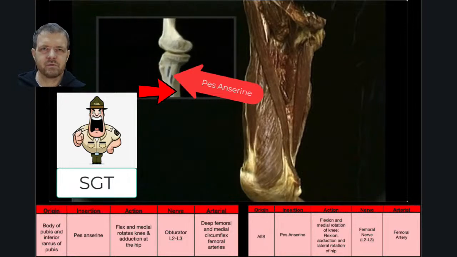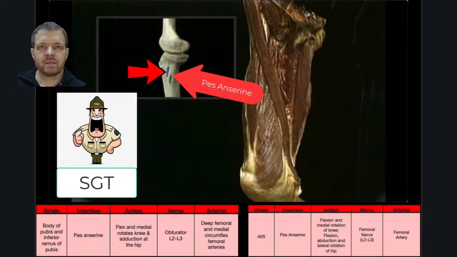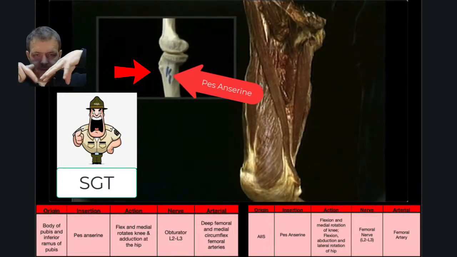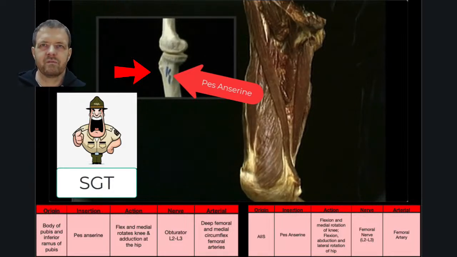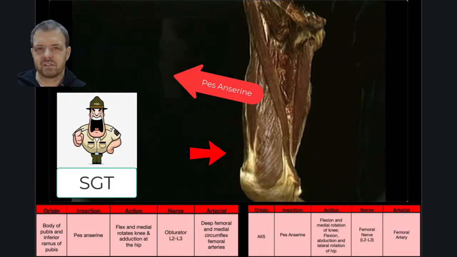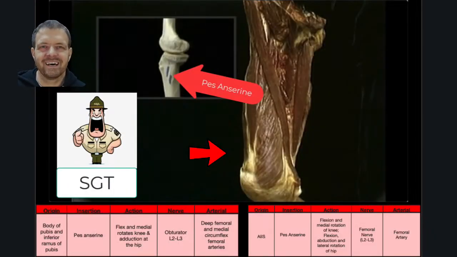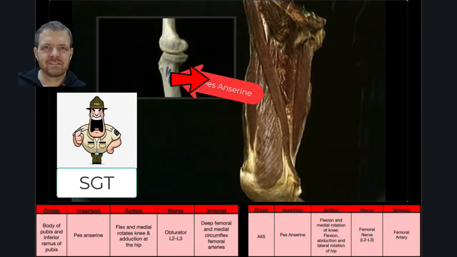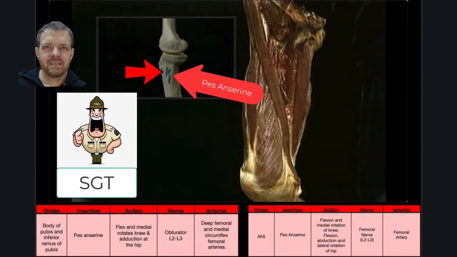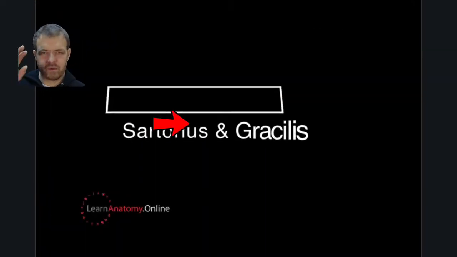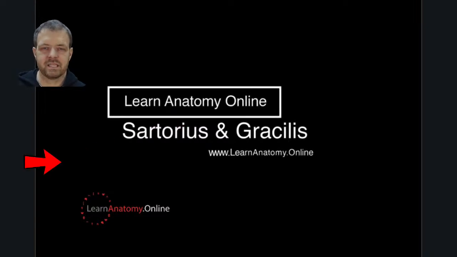And then there's the attachment point on the tibia, just down here. So we call it the pes anserine area because it looks like a goose's foot. So it's kind of webbed. Although whenever I've looked at it in the labs, it looks nothing like a goose's foot. But there we go. Someone somewhere must have seen it. So this attachment point just here is your sartorius, gracilis, and semitendinosus, SGT. We did cover that in great detail in the knee.